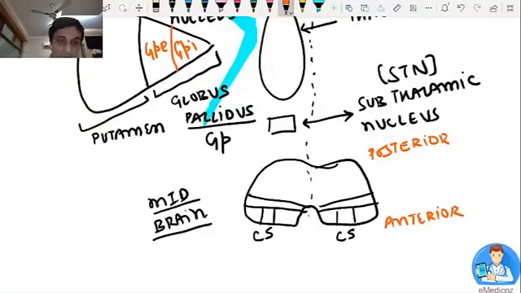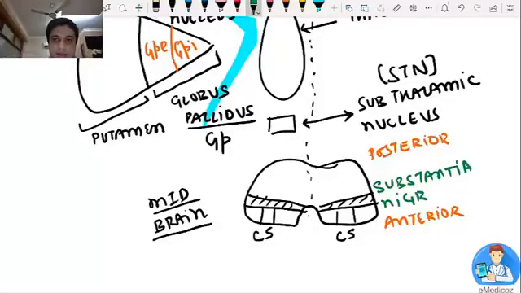Now, can someone of you tell me? Good. Some people know there's a deeply pigmented structure over there. Yes, very good. Some people know that its name is known as substantia nigra. Okay.